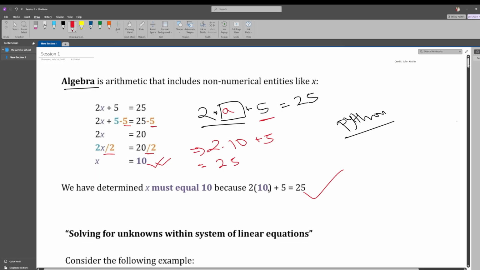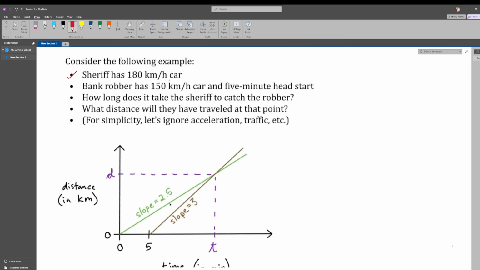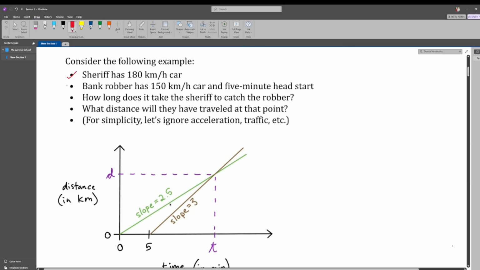Now let's solve a problem. Assume there is a police officer called the sheriff with a speed of 180 km per hour, and a bank robber. They are both driving cars, and the bank robber has a 150 km per hour car and a head start of 5 minutes. That means he started 5 minutes ahead of the police officer.